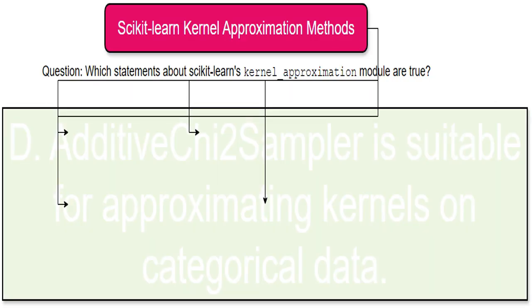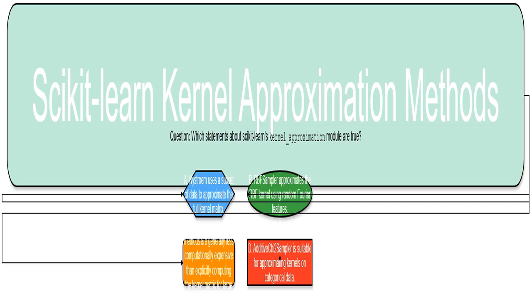Yes. Additive Chi2 sampler is specifically designed to handle categorical data, which represents data as categories or groups rather than numbers. Imagine you're analyzing customer preferences for different colors. Additive Chi2 sampler is a great choice. Absolutely.